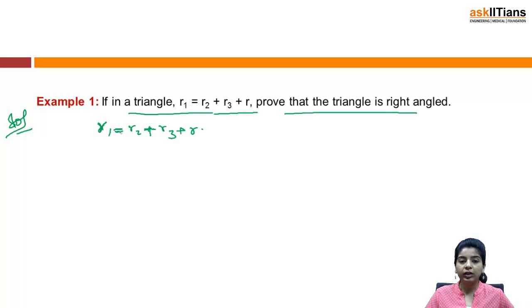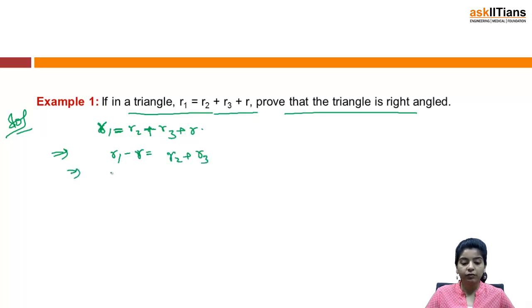Trigonometry is nothing without formulae, and so I am repeating again and again. Do remember all these formulae. They should be on your fingertips so that you can save your time in exams and solve questions within seconds. So we have R1 is R2 plus R3 plus r. That means R1 minus r can be written as R2 plus R3.